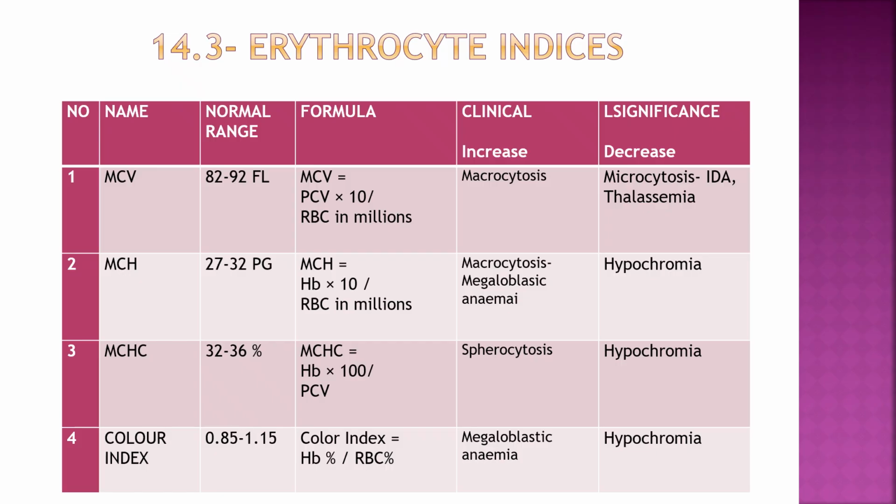So can be seen in conditions like iron deficiency anemia, thalassemia, sickle cell anemia. MCHC, it is 32 to 36%, and it is increased in spherocytosis and decreased in hypochromia. The color index is hemoglobin percentage divided by the RBC percentage, and the normal range is 0.85 to 1.15. It is increased in megaloblastic anemia and decreased in hypochromia.